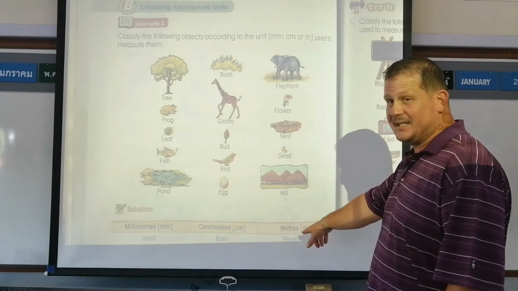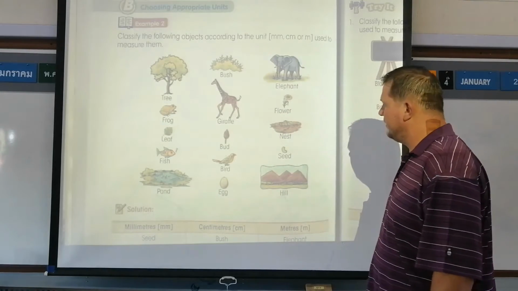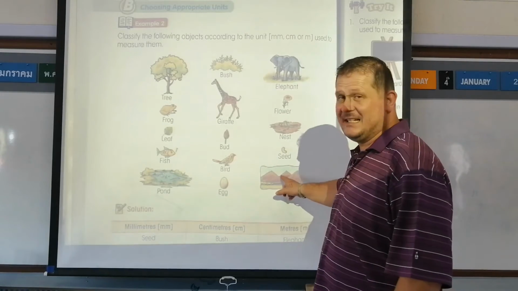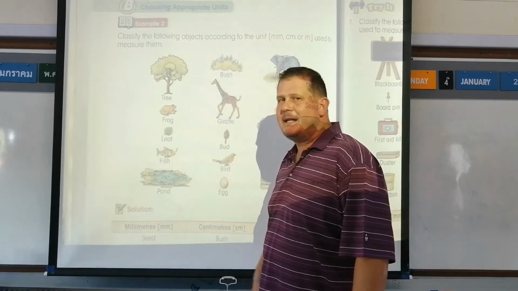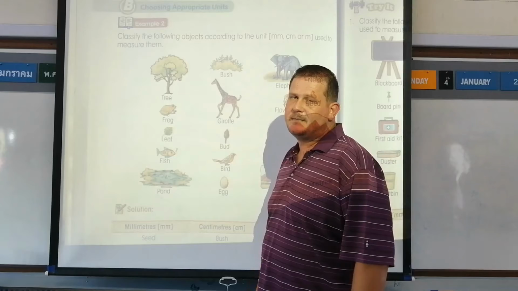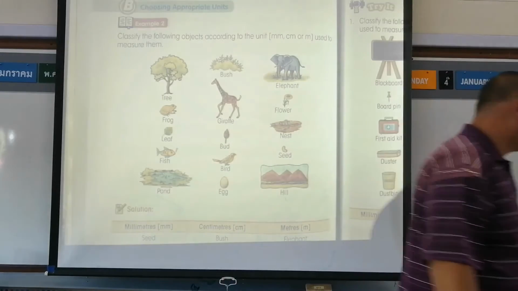Now, we only have 3 options down here: millimeters, centimeters, and meters. So, meters. For the leaf, millimeters, but you can also use centimeters. Okay, let's go to the next page.